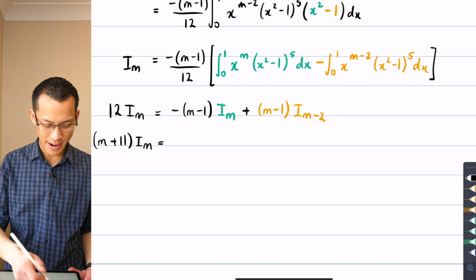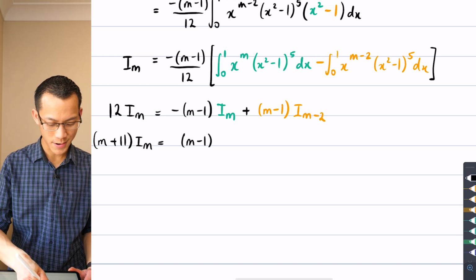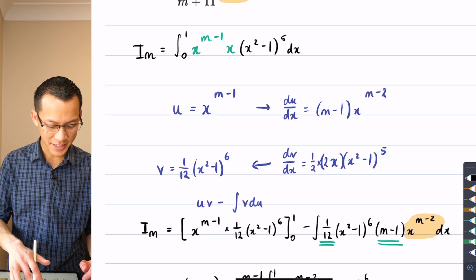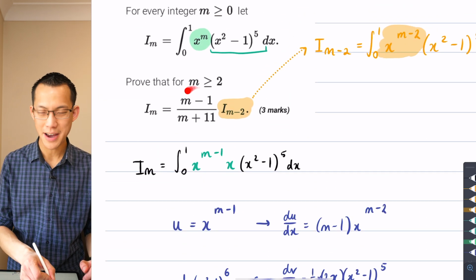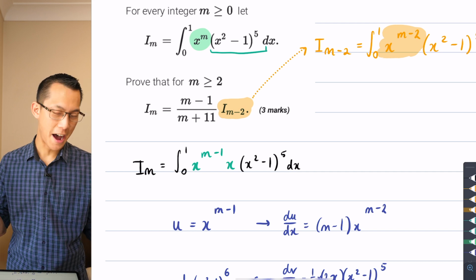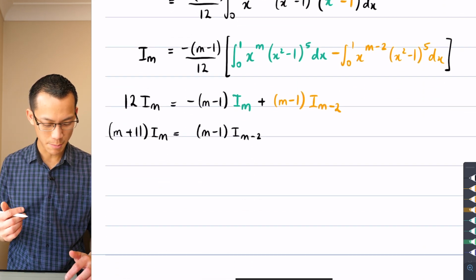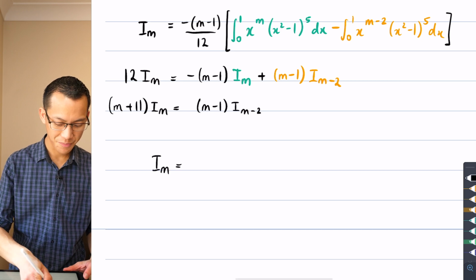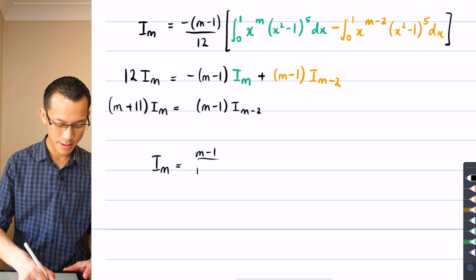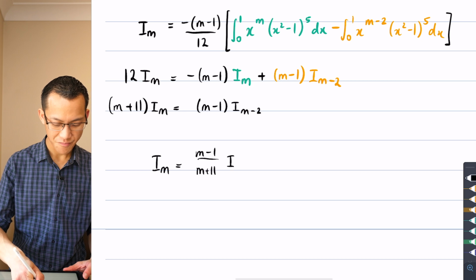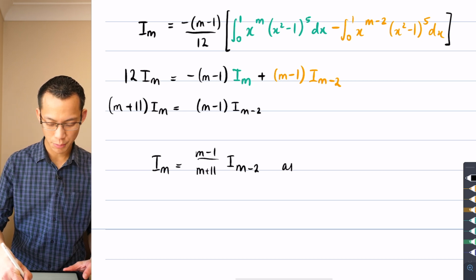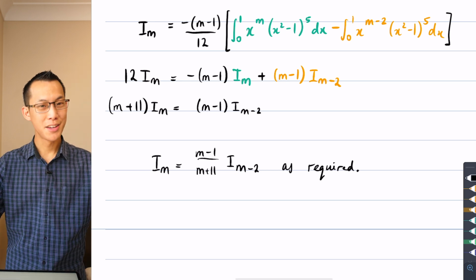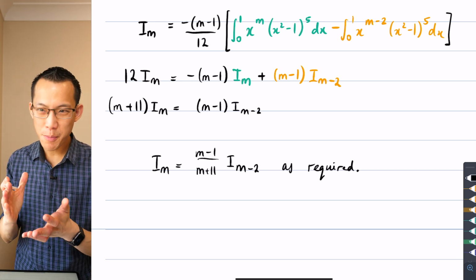On the right hand side, you just have this m minus 1 on Im minus 2, and I should have pointed it out earlier, but that's kind of exactly what I wanted, right? See that m minus 1 up there? So that's exactly in the right spot. I don't need to manipulate it any further. And our final line is to divide through. M minus 1, m plus 11, and you can put a nice neat bow on top of it as required. Full stop.